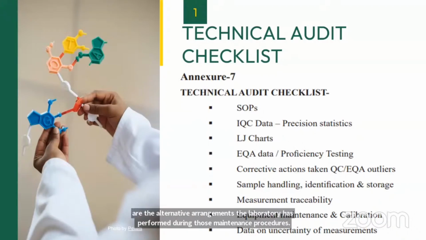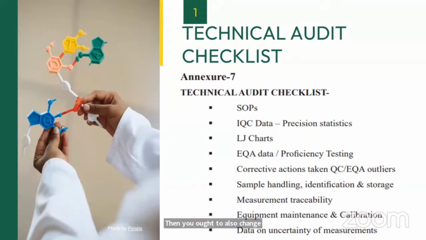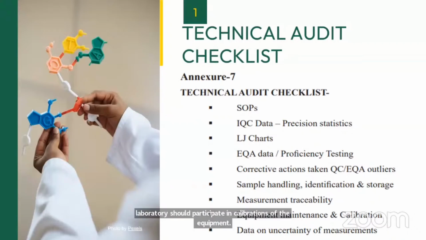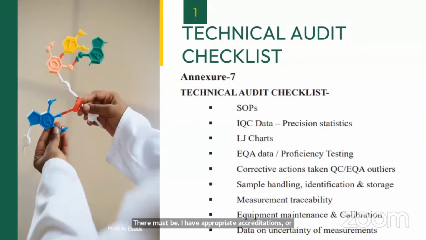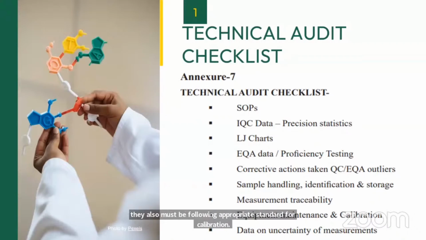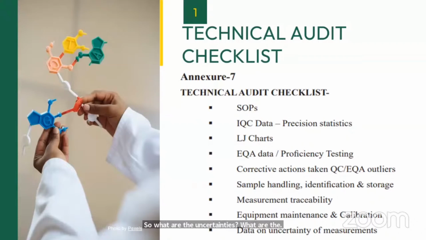Then you have to also check appropriate calibrations. Now, who is going to calibrate the equipment? So appropriate authorized laboratories should participate in calibrations of the equipment. They must have appropriate accreditations, or they also must be following appropriate standards for calibration. So that also you have to include in your internal auditing. And finally, data on uncertainty of measurement. So what are the uncertainties? What are the allowable deviations in your results? Those data also must be examined during your internal audit.